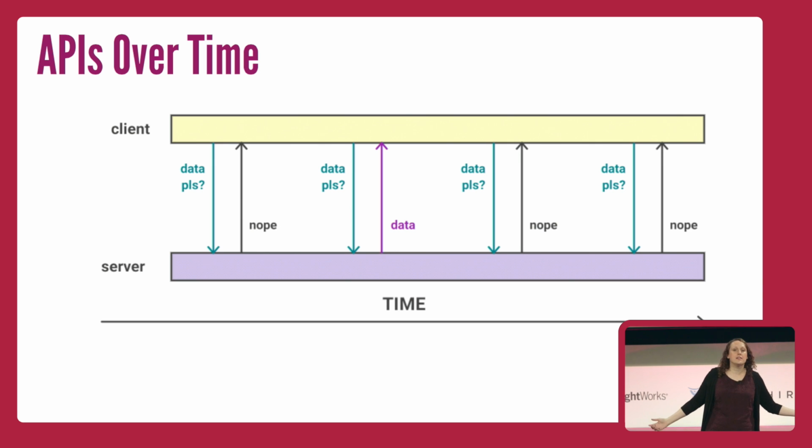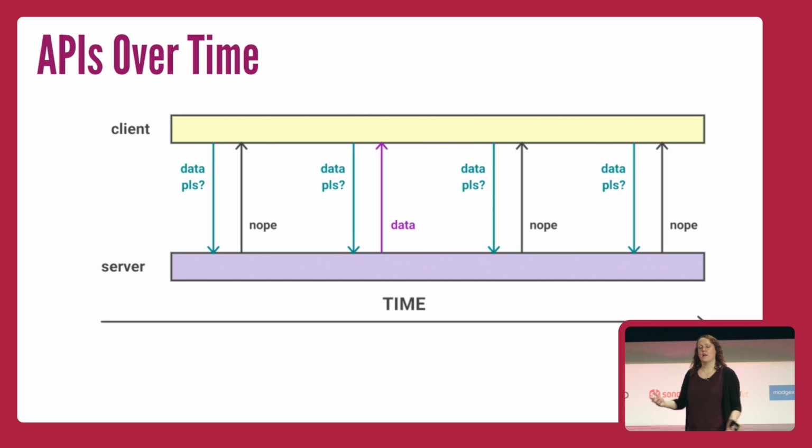First of all, the client makes an API call to the server and says, may I have some data? And the server says, no. And sometime later, may I have some data? And the server says, yeah, here's some data. And later it says, may I have some data? And the server says, nope. And you get the picture, right? There's just a whole lot of nope. Goes on, we're chattering, nothing's really happening.